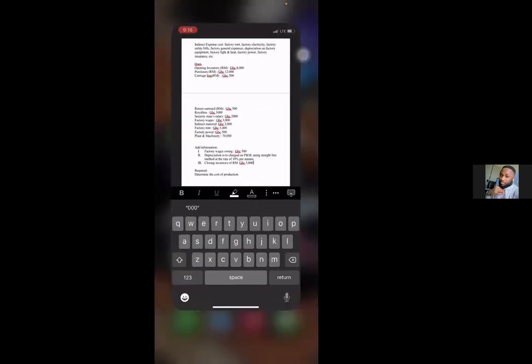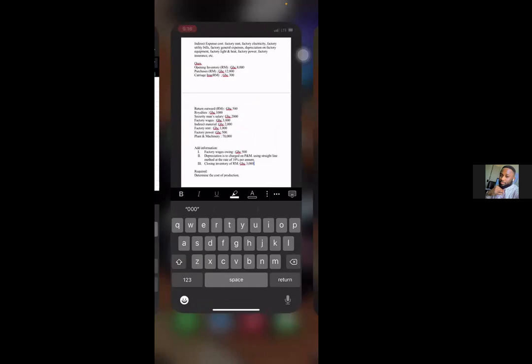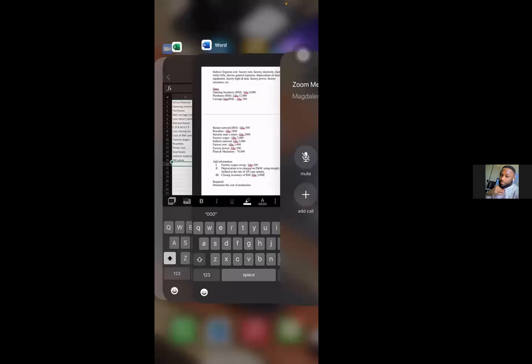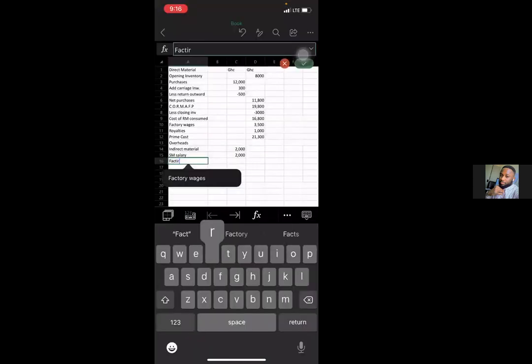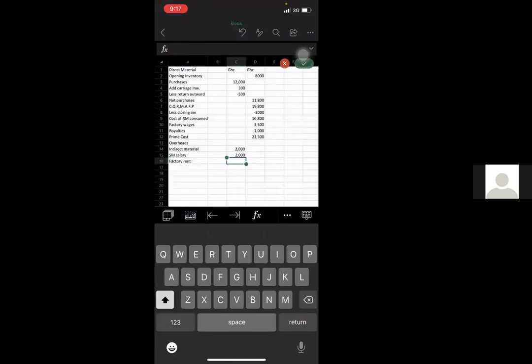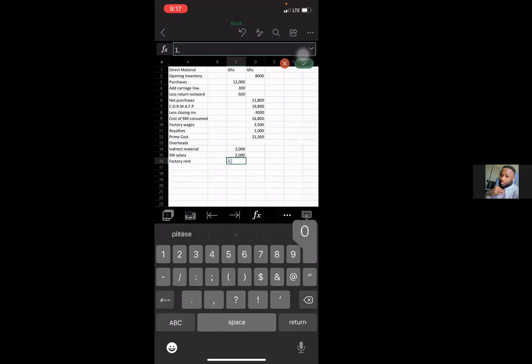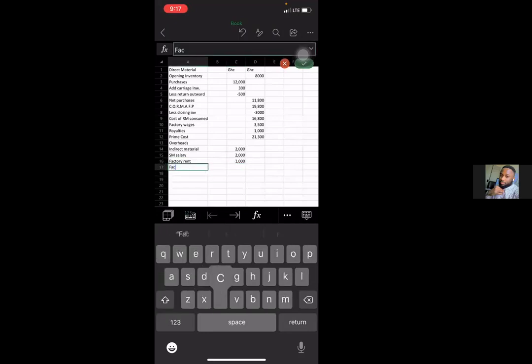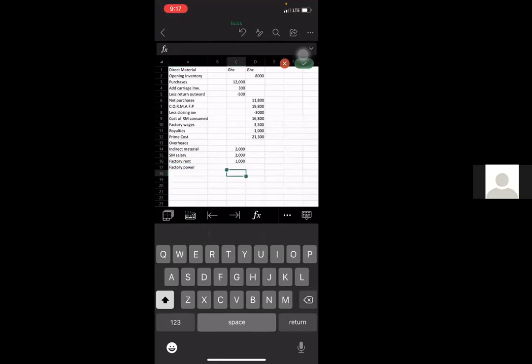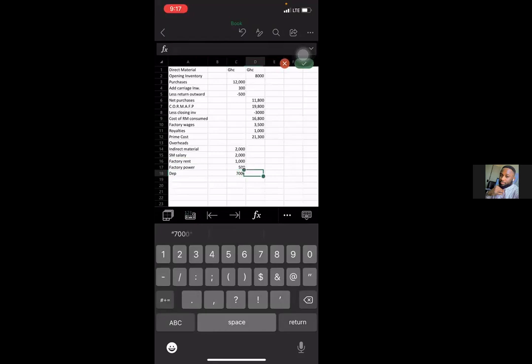And then we have factory rent, factory power, and depreciation. Please, what's the figure for factory rent? 1,000 cedis. And we have factory power. What's the figure for factory power? 500. The last one is depreciation. What's the figure for depreciation? 7,000. So what will be the total figure for overhead?